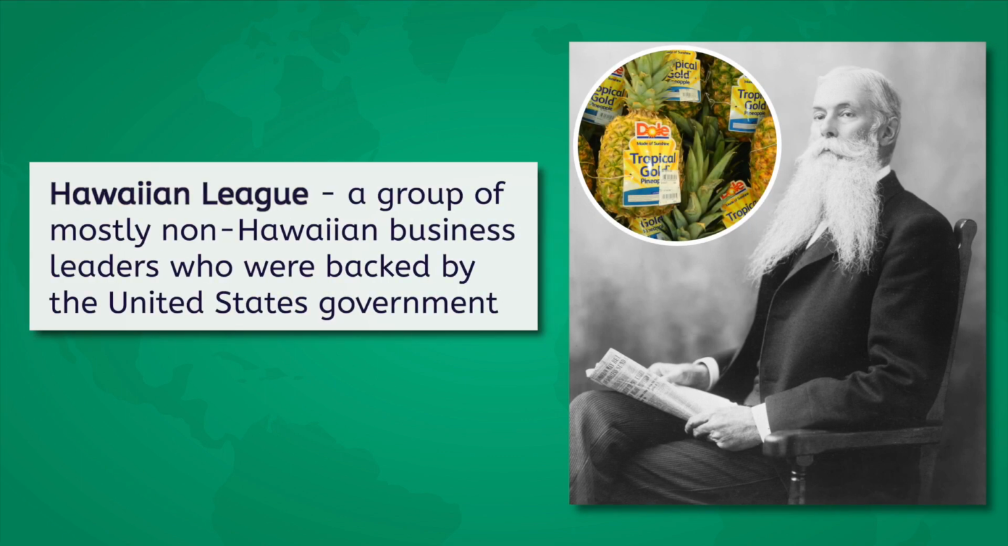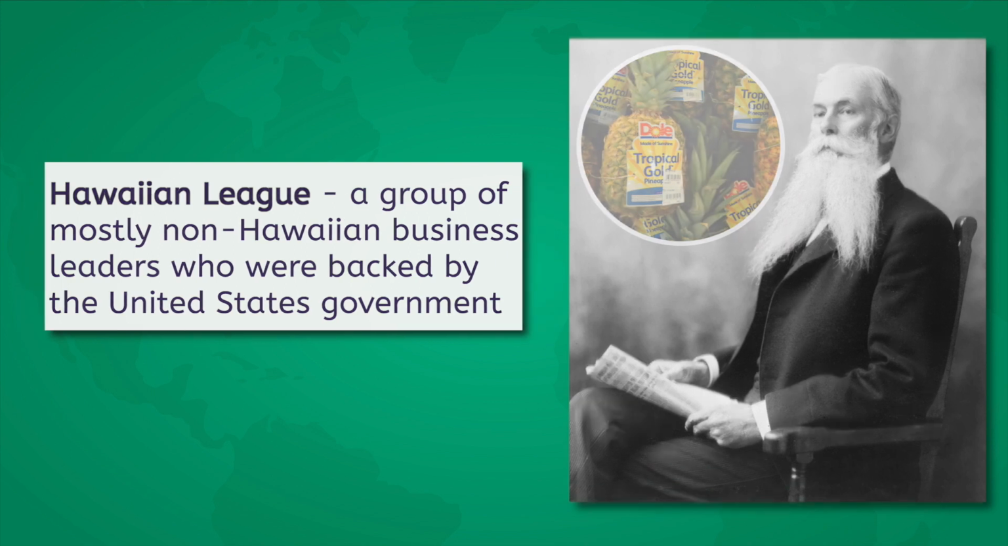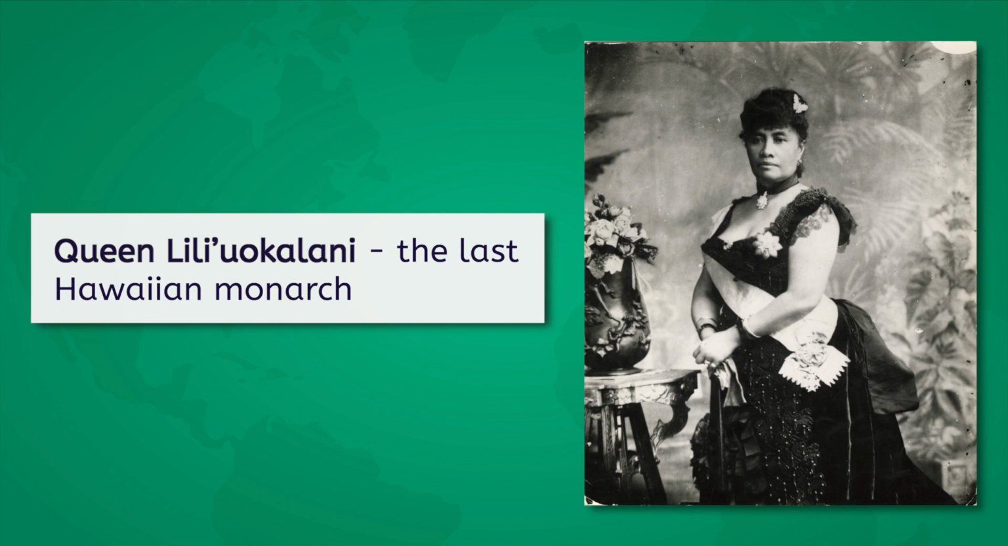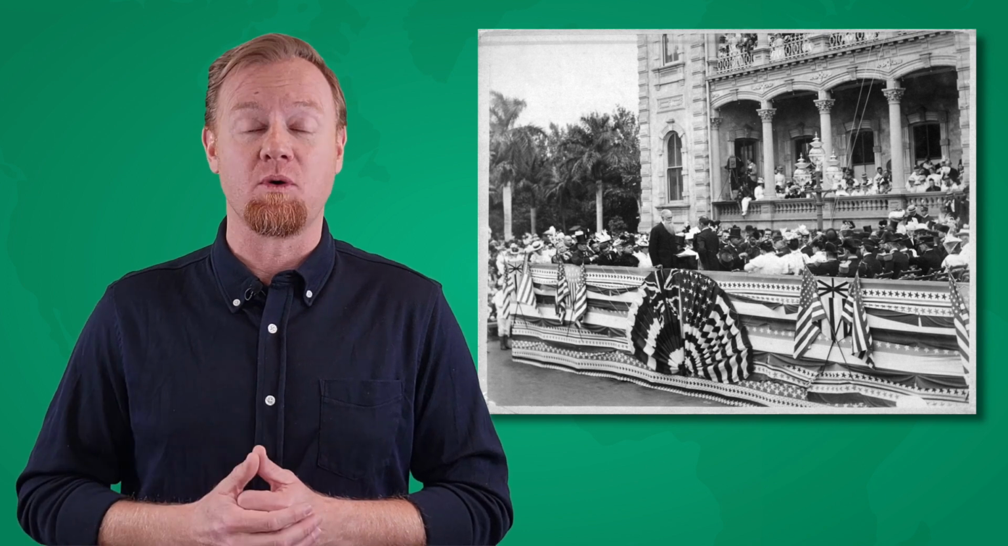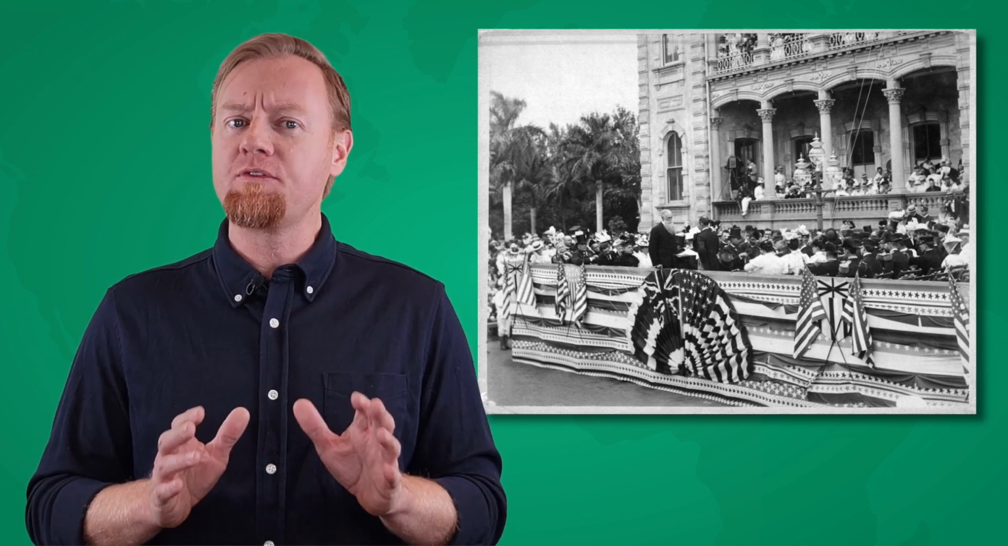In 1893, Sanford Dole of Dole Pineapple and the Hawaiian League, a group of mostly non-Hawaiian business leaders who were backed by the United States government, led a coup d'etat that removed Queen Liliuokalani, the last Hawaiian monarch, from power. A provisional government was formed with Sanford Dole as its president. Although the US government determined that the coup had been illegal, Dole was allowed to remain in power.